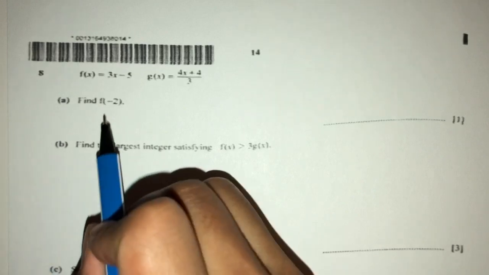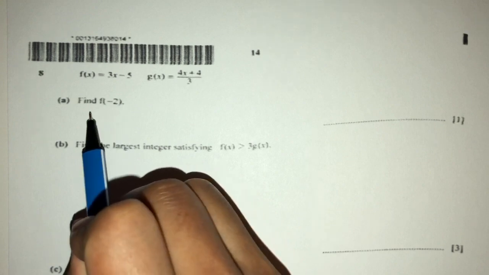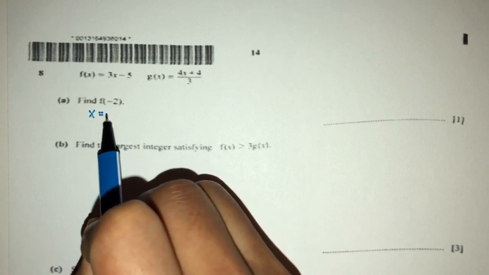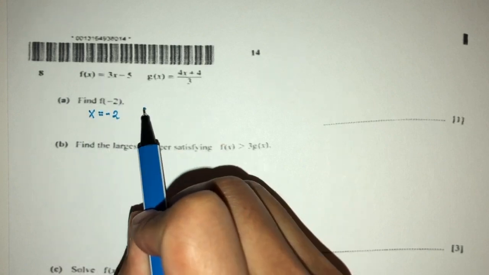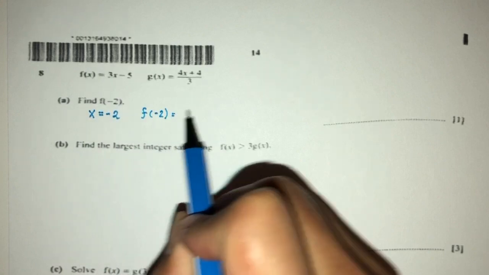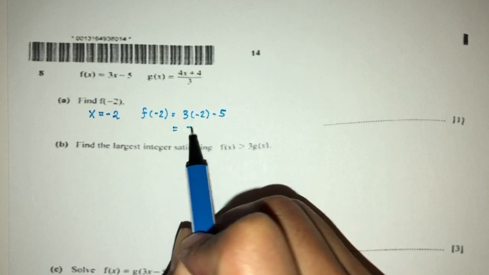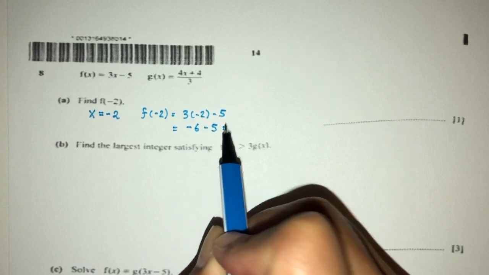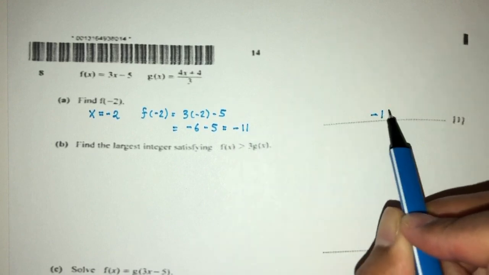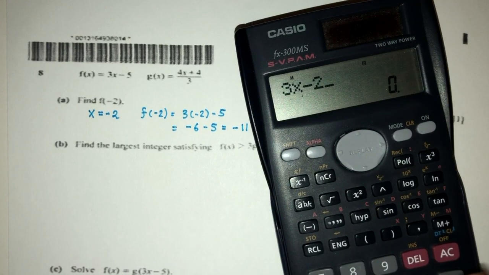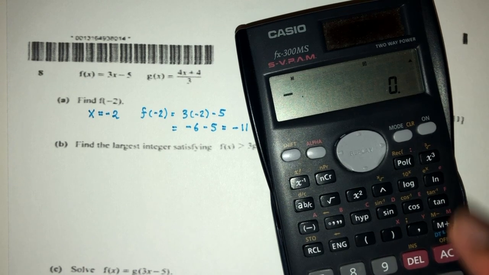Now first we have to find the value of f of minus 2, which means we have to plug in the value of x equal to minus 2 in the equation. That will be f of minus 2 should be 3 times minus 2 minus 5. That should be minus 6 minus 5, and that should be minus 11. Of course, you can double check 3 times minus 2 minus 5. Okay, that should be your value, for only 1 mark, pretty easy.